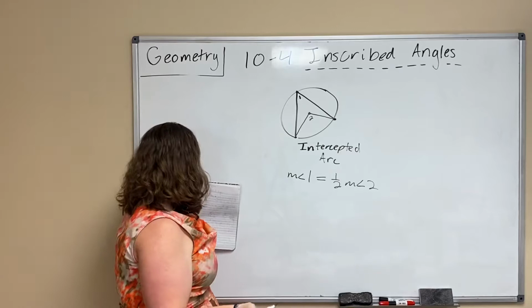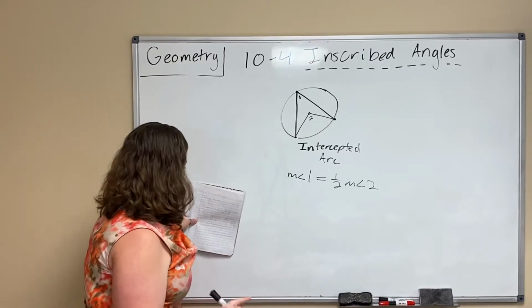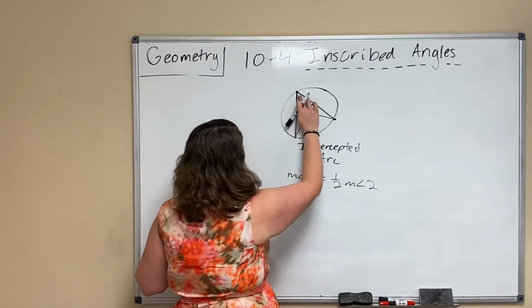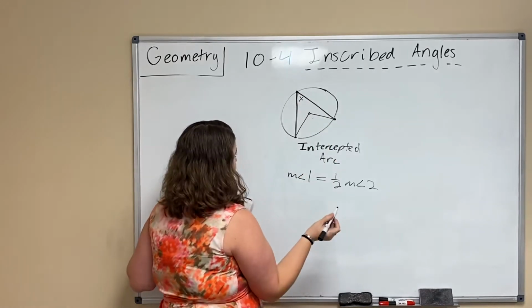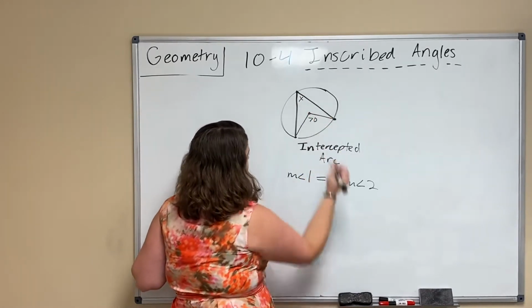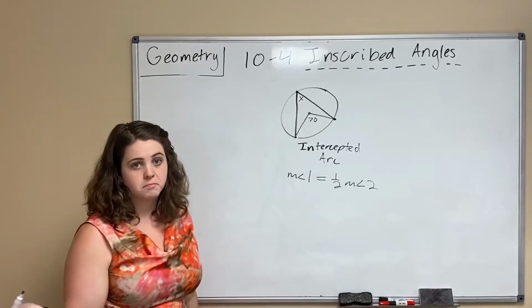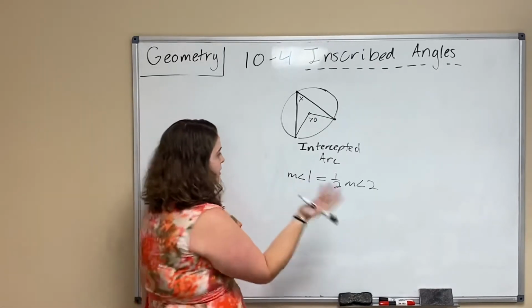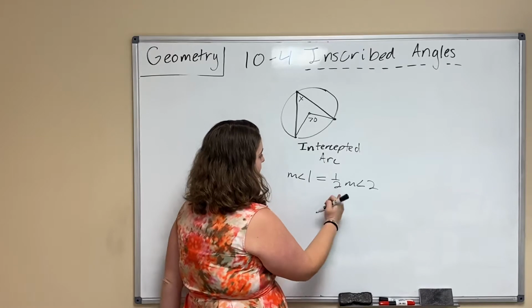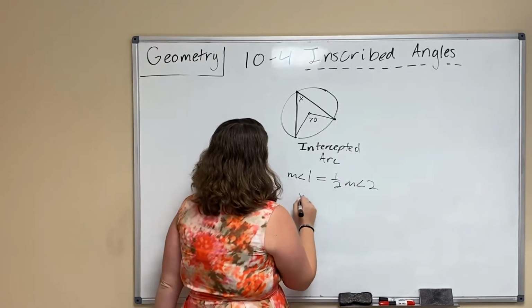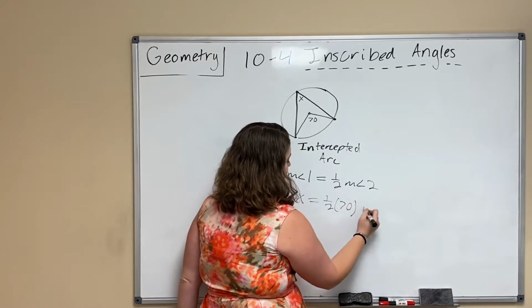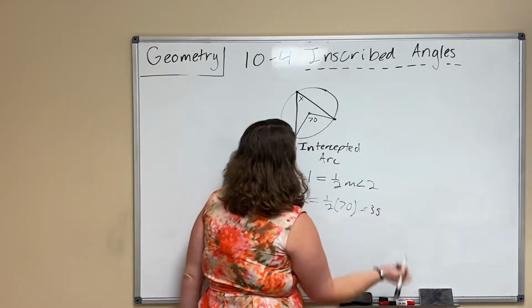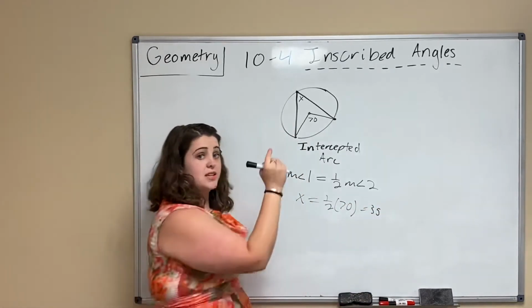Now there are a couple of ways that we can use that, but basically what you'll see is something like, here, this one is x, find x if this angle is 70. So if I know that angle 1 is half of angle 2, basically x equals 1/2 times 70, which is 35.